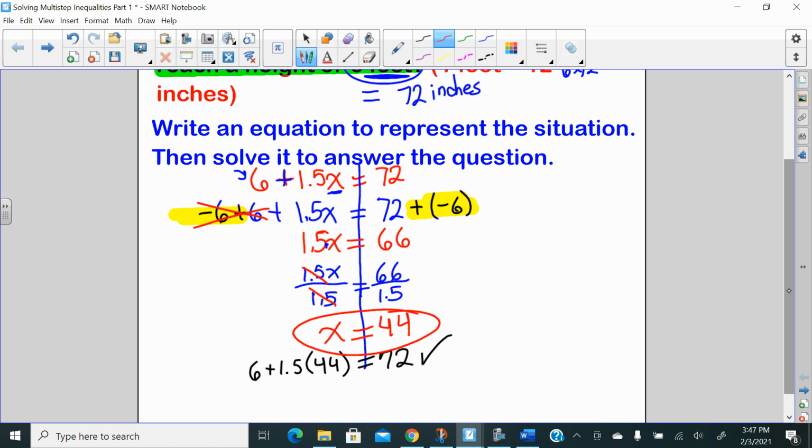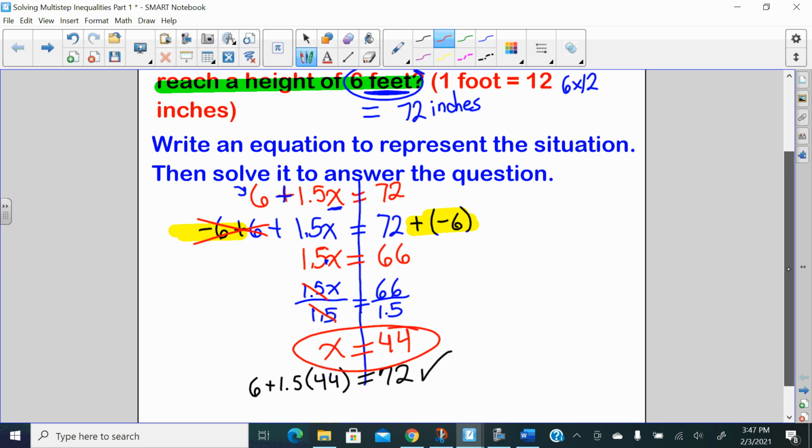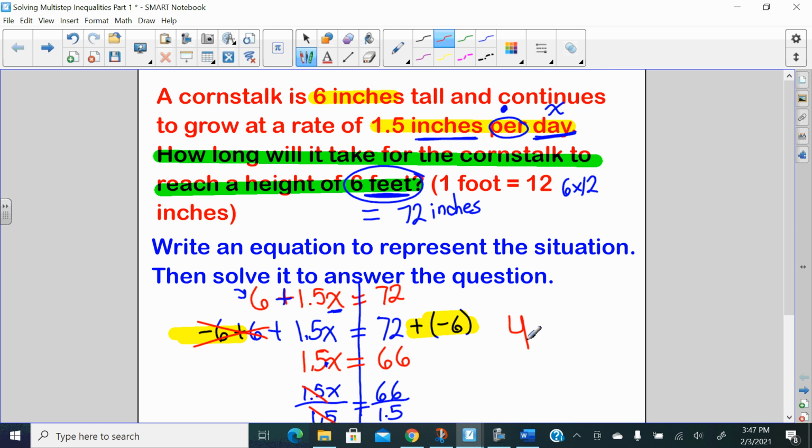Let's see what that means up here. How long will it take for the cornstalk to reach a height of 6 feet? Yes, the answer is 44, but 44 what? 44 weeks, 44 months, 44 inches, 44 days. That's why I put a little X by my days earlier, to remind myself that when I found X, I'd be finding a number of days.